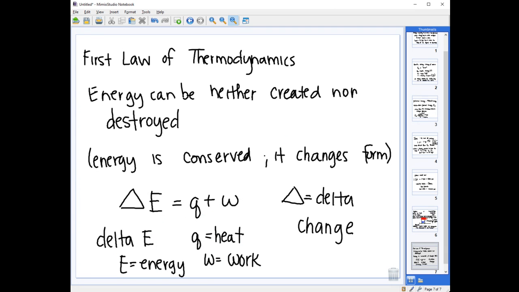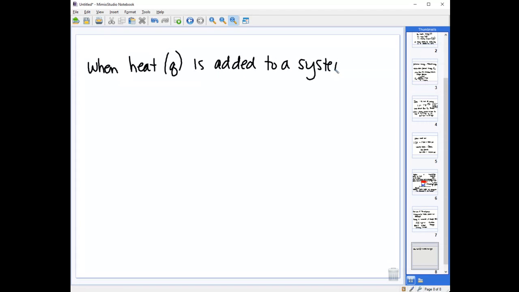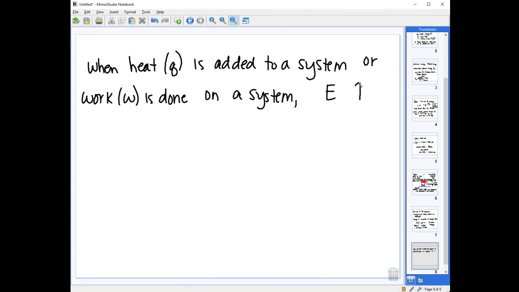Okay, so let's look at some applications of that. When heat, and that's Q, is added to a system, or work, that's our W, is done on a system, energy is increased. And again, keep in mind our formula.